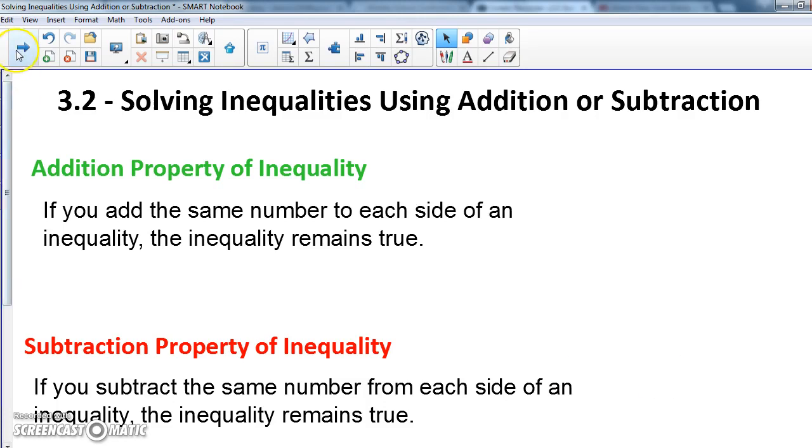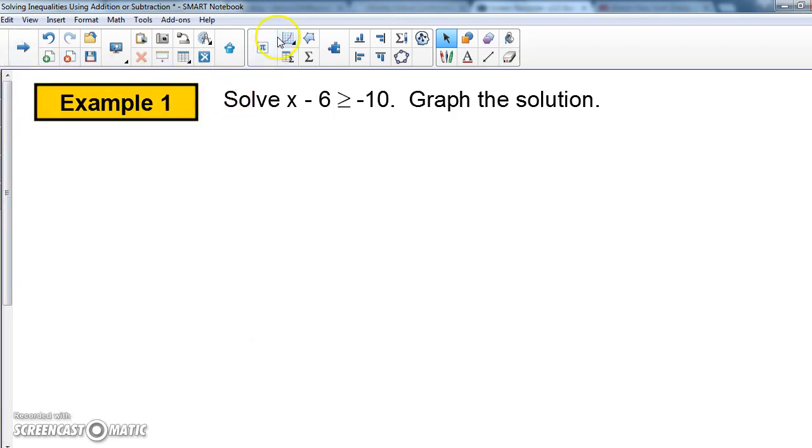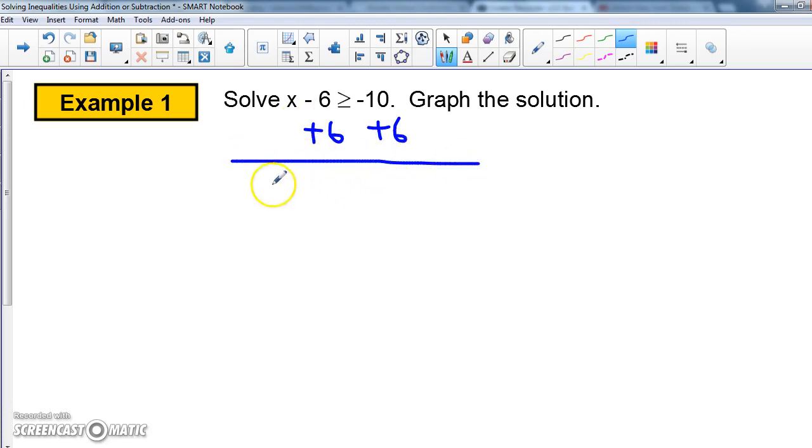Let's look at a couple of examples. So the first one says solve x minus 6 is greater than or equal to negative 10, and then go ahead and graph the solution. So we have to do two things. We need to solve this, and then we need to graph our answer. Okay, so if I'm looking here, I want to get x by itself, and there's a minus 6 here, so I need to go ahead and add the 6 to this side, and then since I do that, I have to add the 6 to this side. Okay, and then on the left, I'm left with x, and on the right, I have negative 10 plus 6. That gives me negative 4.